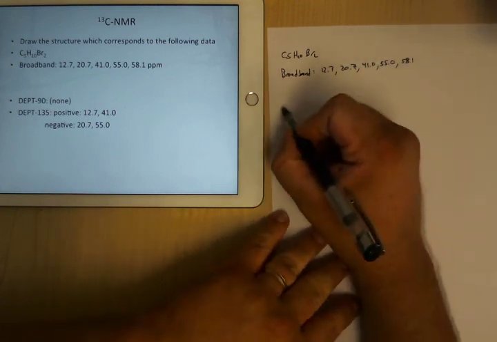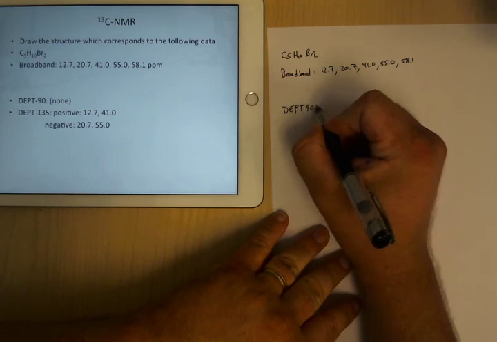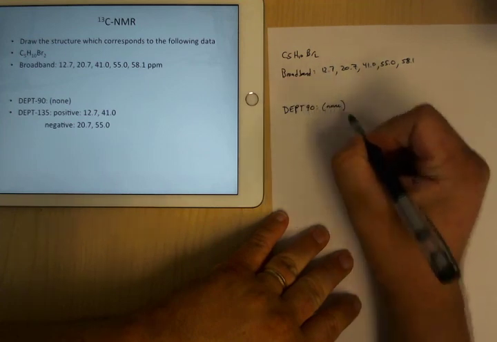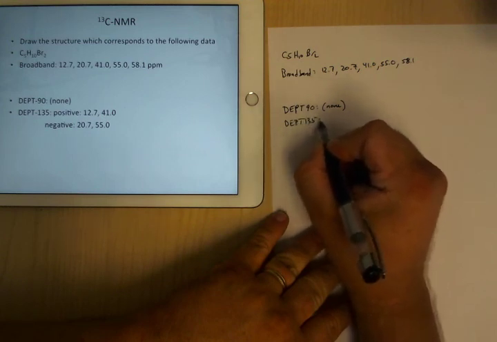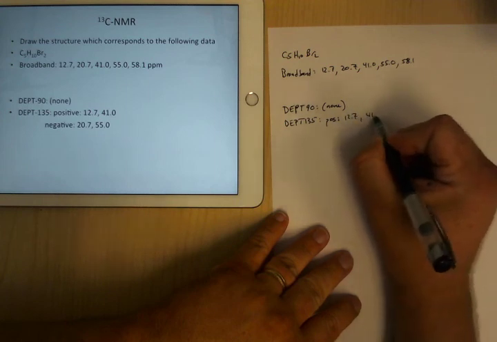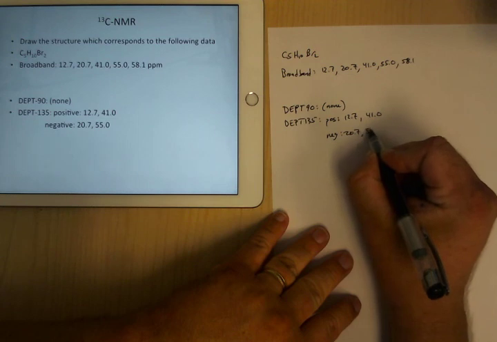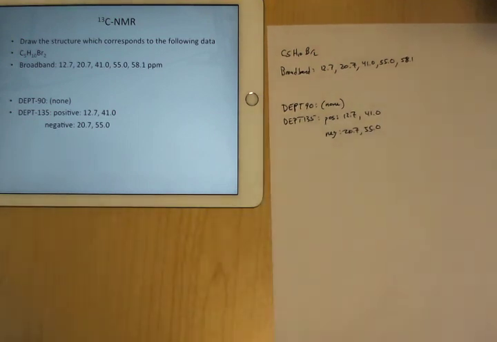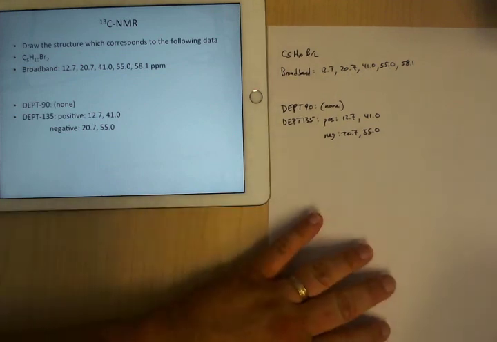Okay, so the DEPT-90, we don't have any, so none. For the DEPT-135, the positive is 12.7 and 41.0, and then the negative is 20.7 and 55.0. Okay, I don't have that, we'd have to look at the chart.